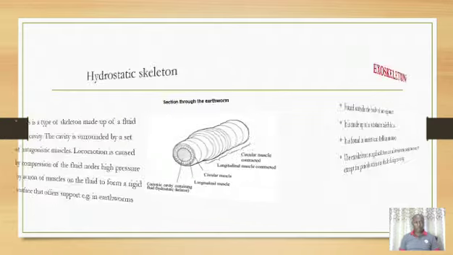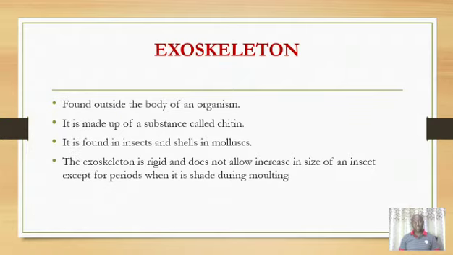We now move ahead and look at another type of skeleton, and that is the exoskeleton. The word exo simply means outside. Therefore, it is a type of skeleton that is found outside the body of an organism, meaning it encloses all the other parts inside. However, it is found in organisms like insects and mollusks, shells in mollusks.